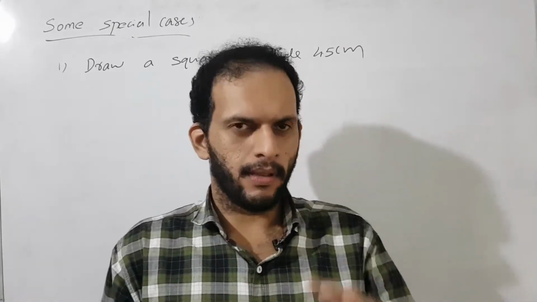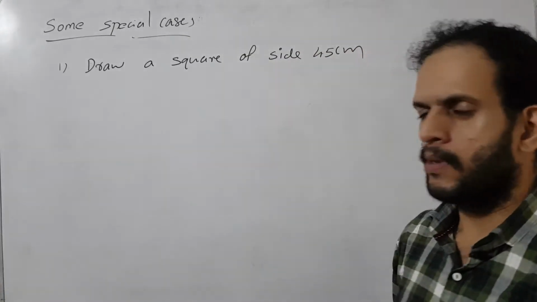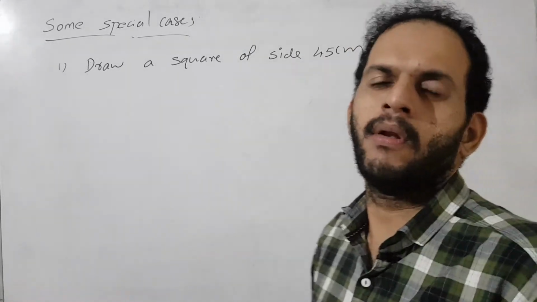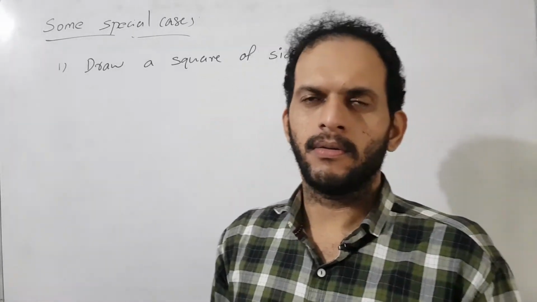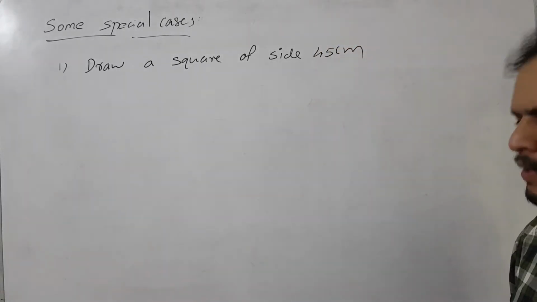Next we are discussing the last part of the chapter, some special cases: the construction of some special quadrilaterals. The first one: draw a square of side 4.5 centimeter.